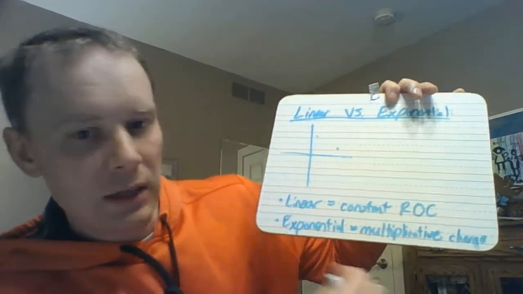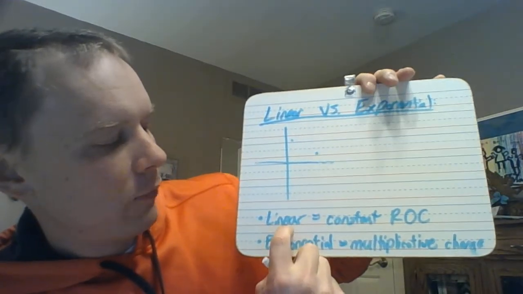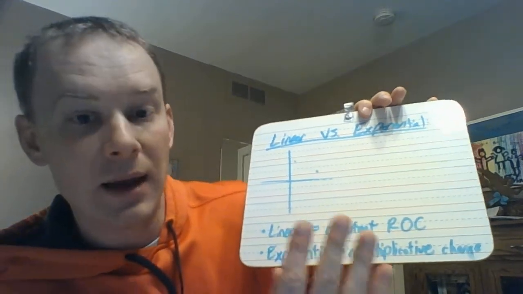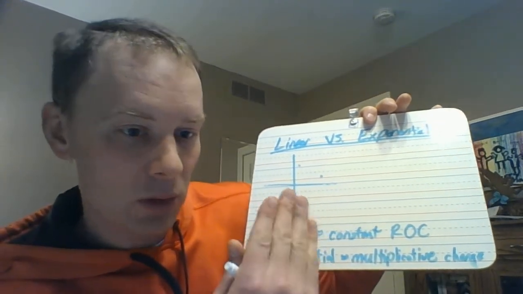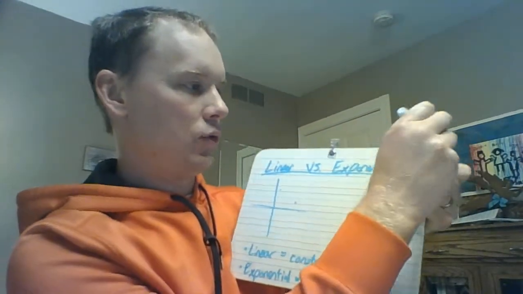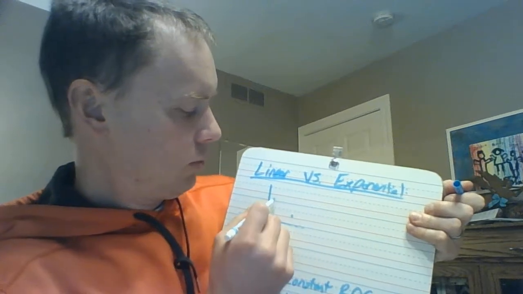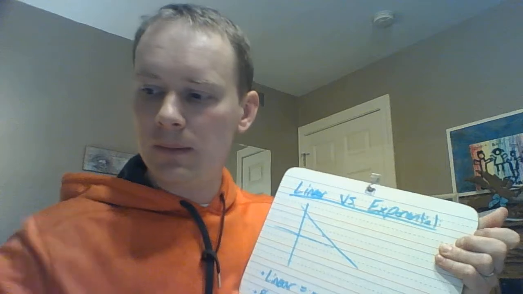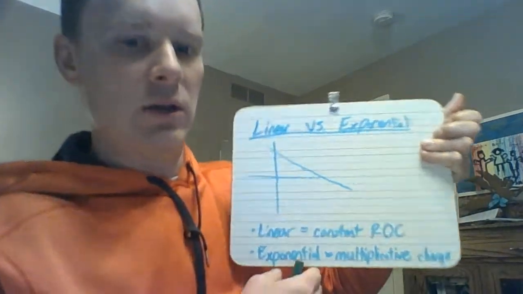Just keep in mind these main differences. Linear functions have constant rates of change, right? That idea of a slope: the slope between one point and another point is constant. So if I were to draw that between these 2 points, linear, obviously, is a line with a constant rate of change.